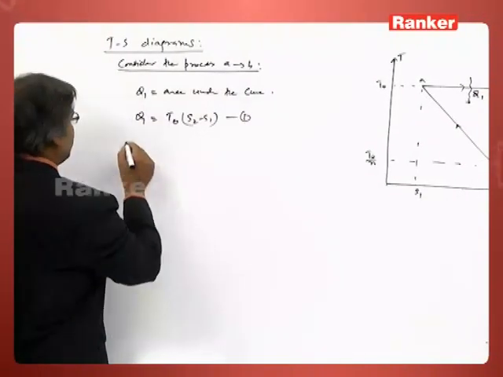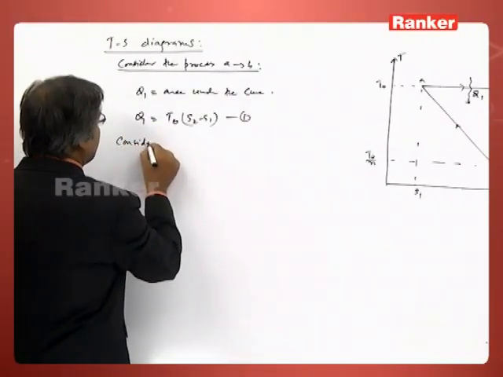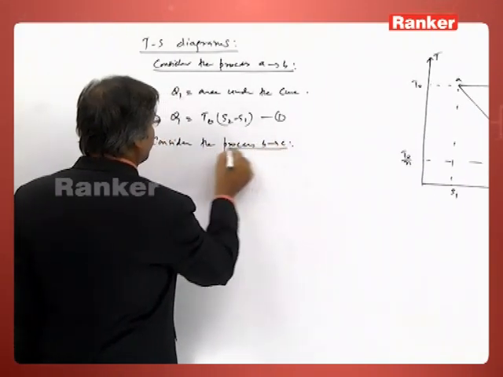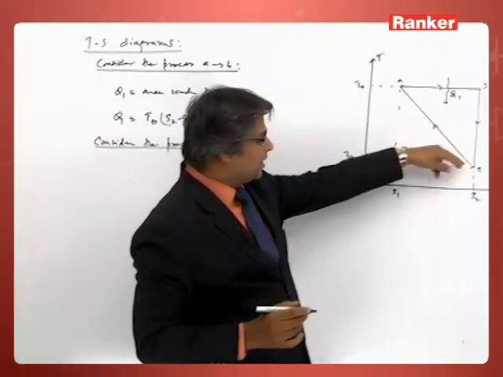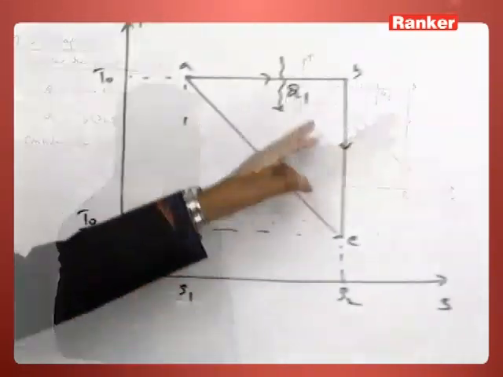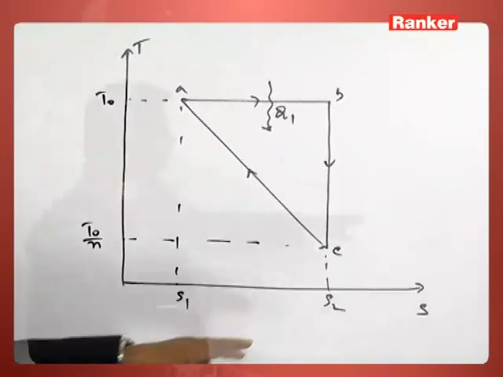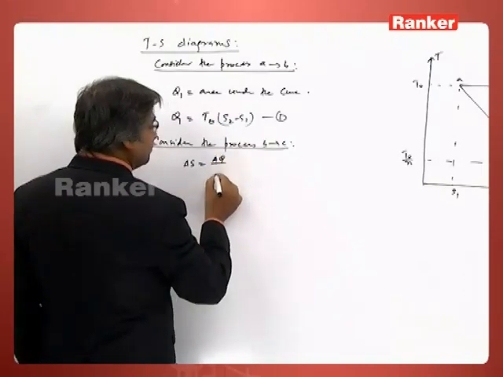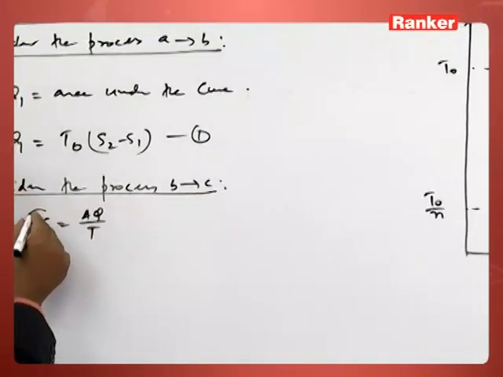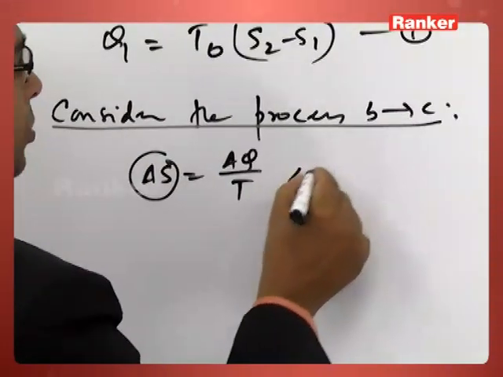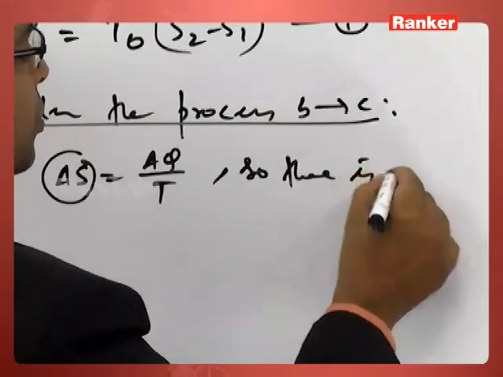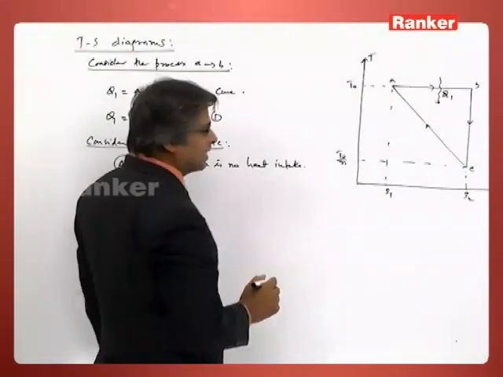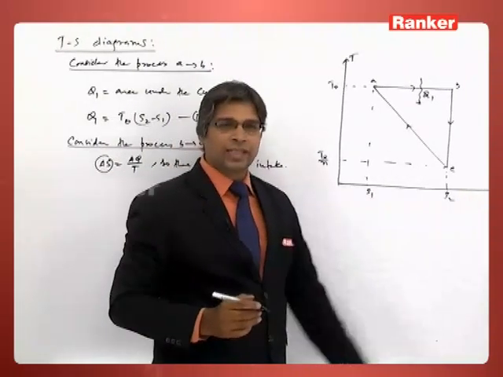Now come to B to C. Consider the process B to C. Now in B to C, the entropy does not change. There is no change in entropy in the system. So you recall delta S is equal to delta Q by T. Since this is 0, delta Q is 0. So there is no heat intake. So the process is adiabatic because S2 does not change.